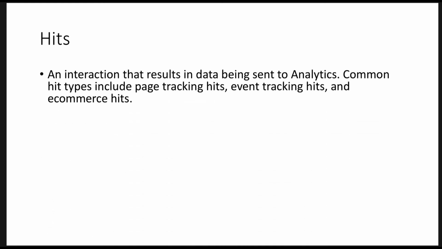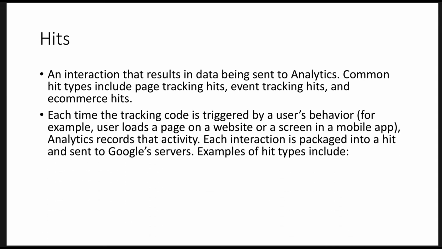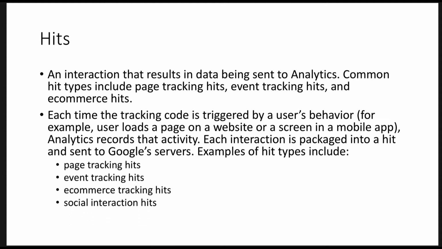So a hit is an interaction that results in data being sent to analytics. Common hit types include page tracking hits, event tracking hits, and e-commerce hits. Each time the tracking code is triggered by a user's behavior, for example, a user loads a page on a website or a screen on a mobile app, analytics records that activity. Each interaction is packaged into a hit and sent to Google servers. Examples of hits are page tracking hits, event tracking hits, e-commerce tracking hits, and social interaction hits. So that is what we use in our reporting.